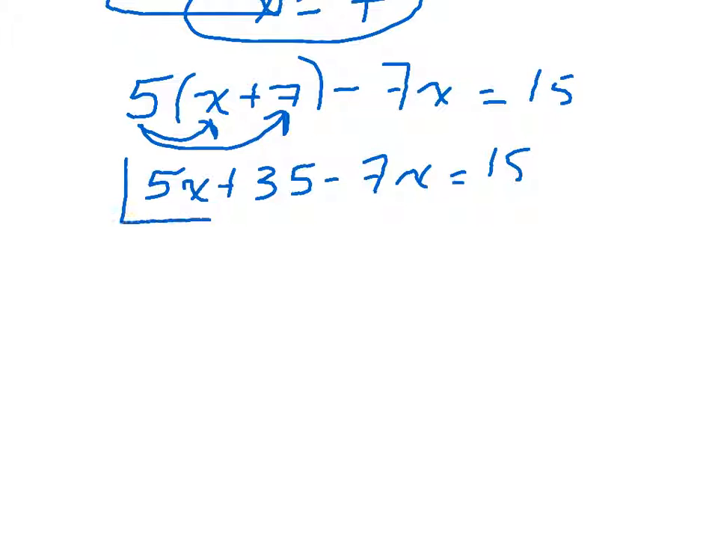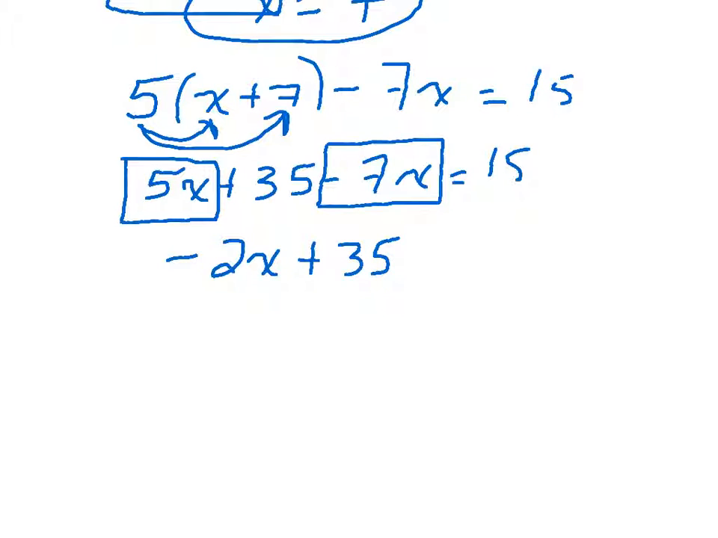Now we have some like terms to deal with. Remember that negative sign goes with the 7x. They're married together. So 5x take away 7x is going to give us negative 2x. We haven't touched the 35. It has no one to play with on that side, so we just remember to put that back in. Equals 15. Again, here's your basic two-step equation.